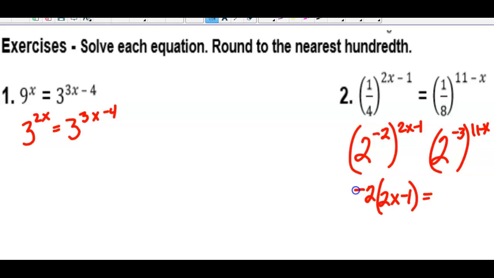have to distribute this and solve, okay? I don't think there's anything tricky about this one.